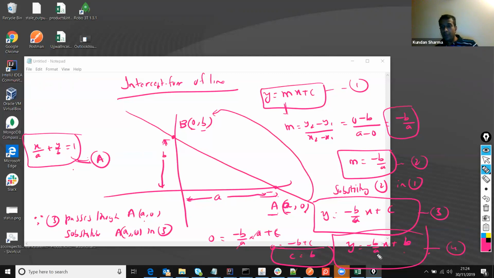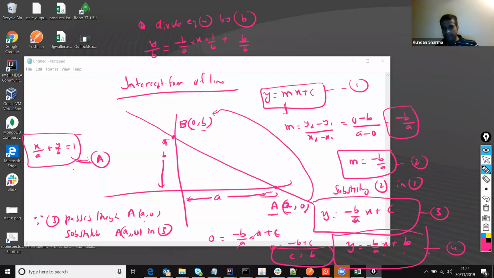So if you see here, if I divide both the sides of equation 4 by b, what is going to happen? This will become y by b is equal to minus b by a times x times 1 by b plus b by b. Is this clear to you, Agrima?